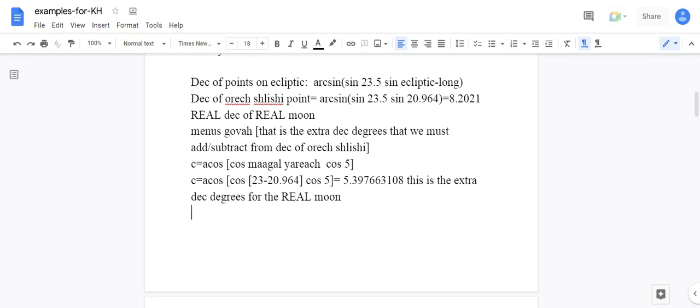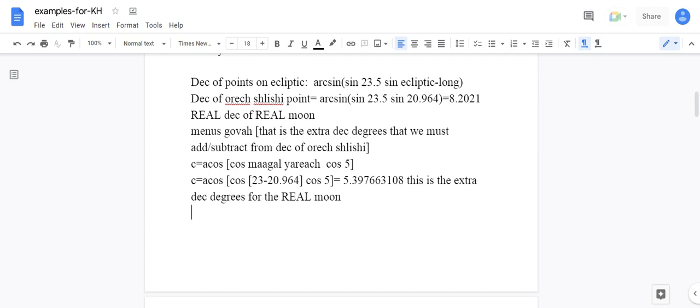In order to figure out the declination of any point of the ecliptic, you need to take this formula: arc sine of 23 times sine of the point that you're dealing with. We're dealing here with the Orach Shlishi point, that's 20.964. So you know that the declination is 8.2021. That's the declination of that point of the ecliptic.